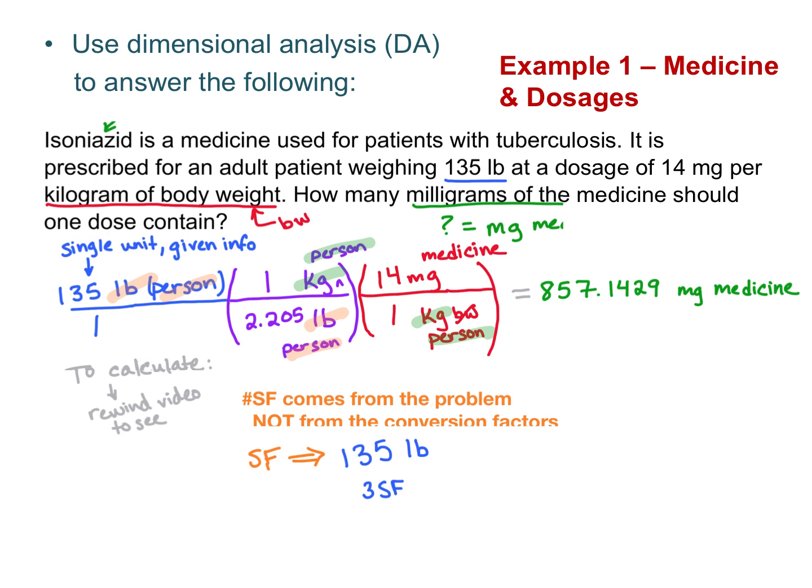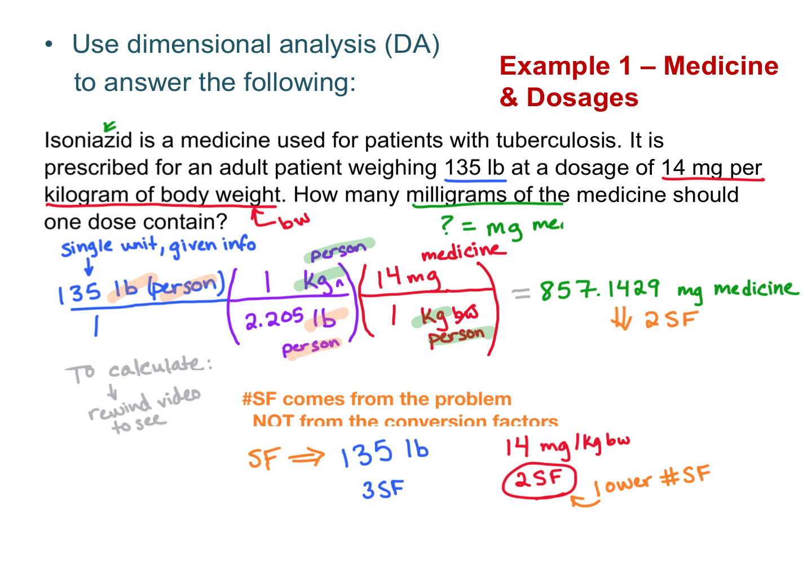Okay? So the other number in the problem is the 14. So write that down. So how many significant figures is that? It's 2, right? That's 2. So which of those is a lower amount of significant figures? 2, right? 2 is less than 3. So because of that, that means our final answer needs to be in 2 significant figures.